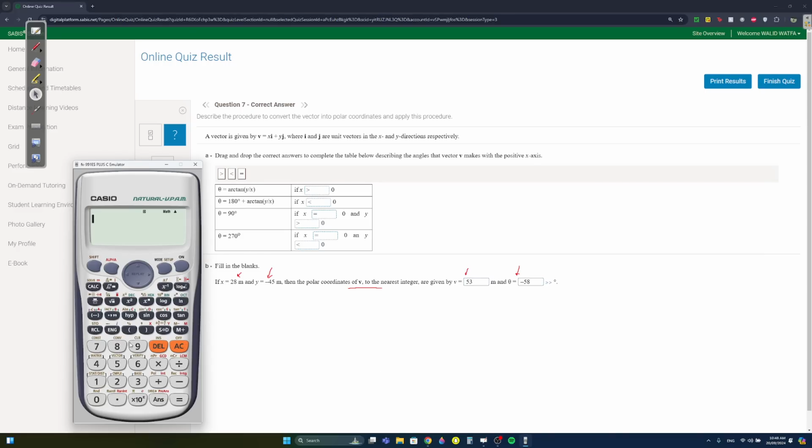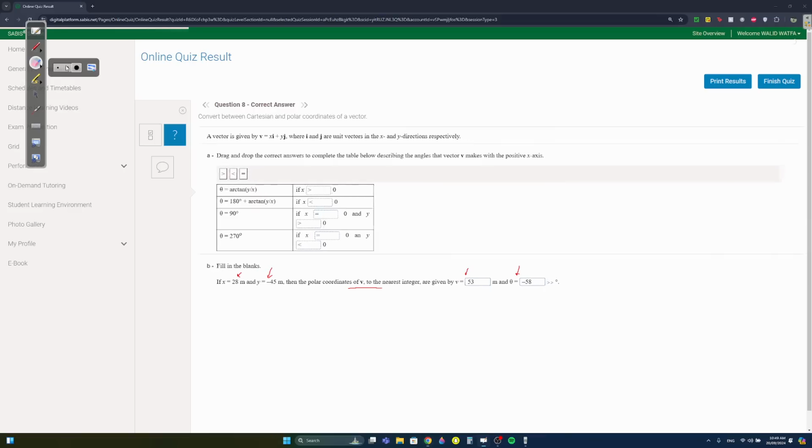Okay, we have to find the magnitude. So radical 28 squared plus minus 45 squared. But in a written answer, don't just put 45. Put plus and then negative 45 in brackets and then square outside. If you get it written, you put it like this. You get 53 is the magnitude, and then we said shift tan. If x is positive, we just do normally y over x, right? So negative 45 divided by 28, minus 58.